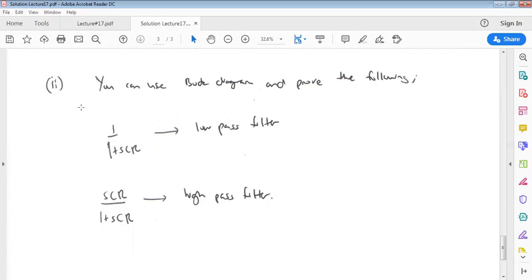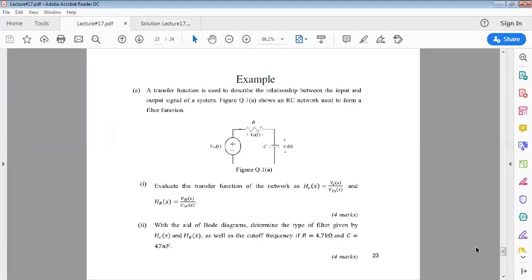I believe that if we have these two transfer functions and are given the values of R and C, you must be able to sketch the Bode diagrams for both transfer functions, and from there you can determine the filter type. I think that's all for this example.